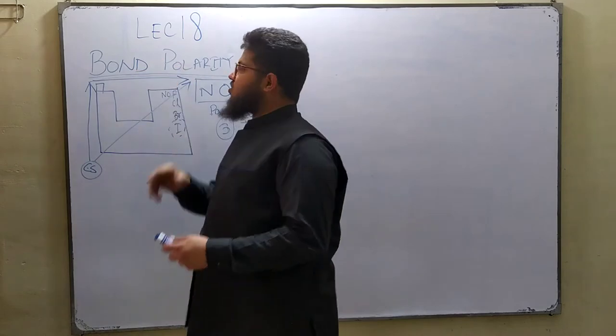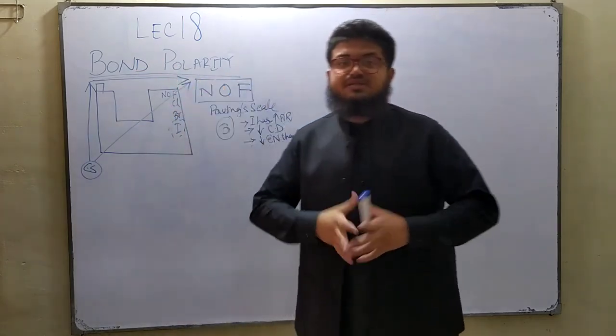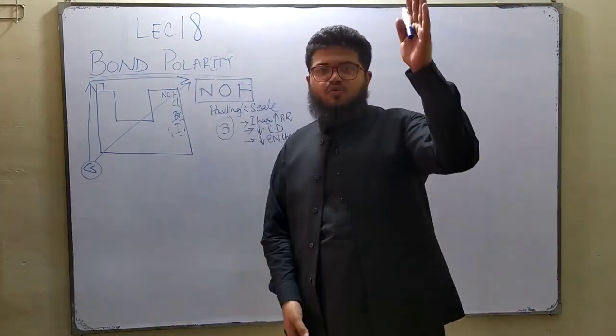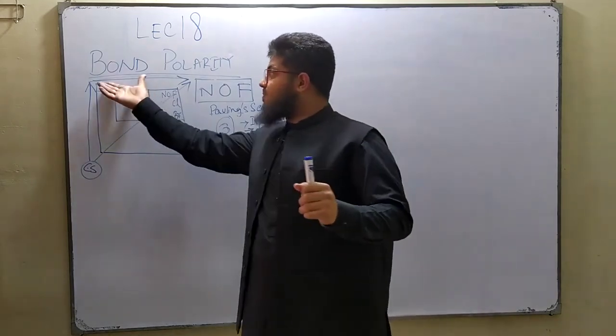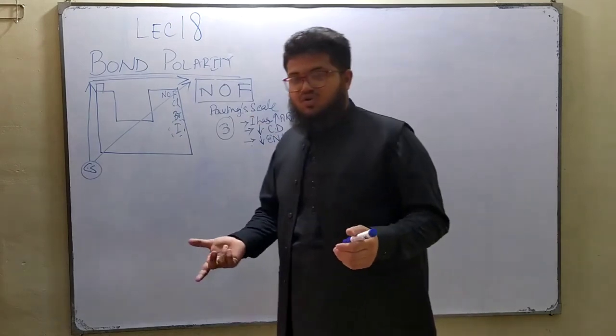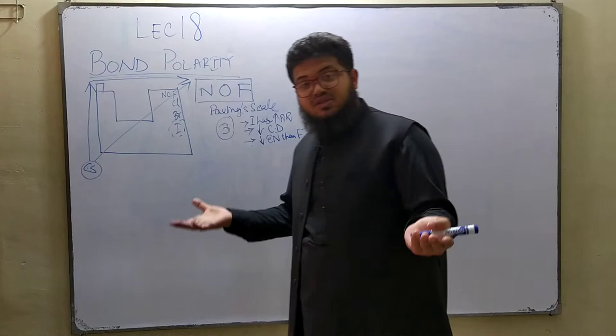Now we are going to talk about the concept of bond polarity. Polar actually means having 2 ends. For example, on our earth we have 2 poles, the north pole and the south pole. Similarly, bonds that have 2 poles are called polar bonds, and bonds that do not have 2 poles are called non-polar bonds. How are these poles formed?